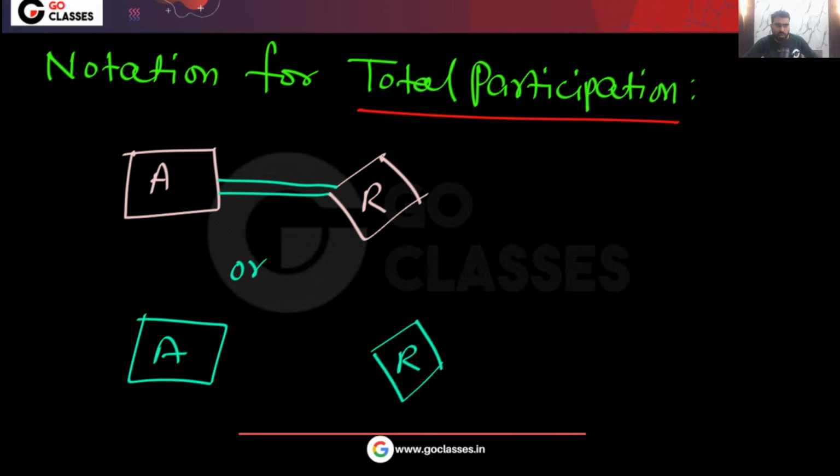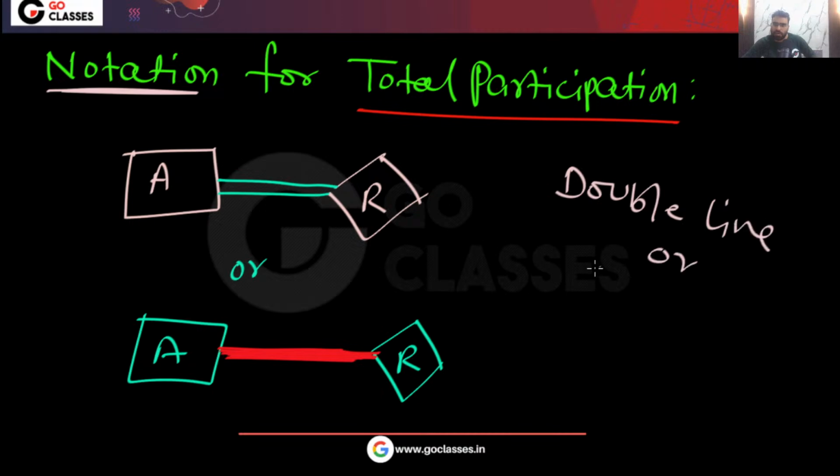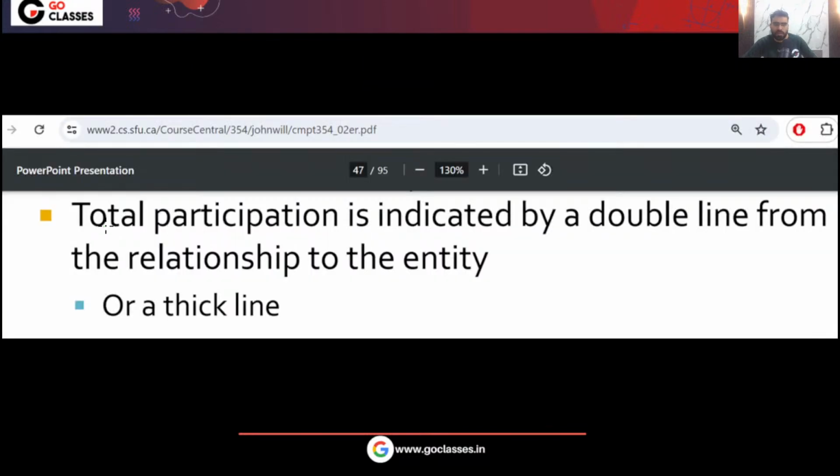You can put a thick line here. So what is the total participation notation? That is either a double line or a thick line. I hope you got it. Very simple point. Remember, the total participation notation is indicated by a double line or a thick line.